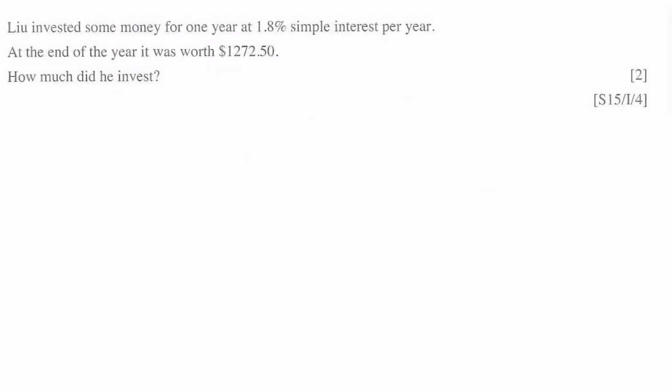Let's look at this N-level question. Mr. Liu invested some money for 1 year at 1.8% simple interest. The keywords here are simple interest. At the end of the year, it was worth $1272.50. How much did he invest? This amount, 1272.50, refers to the principal sum and the simple interest.